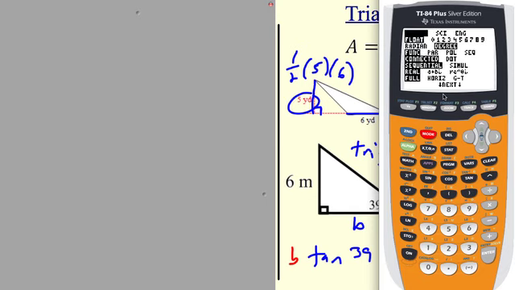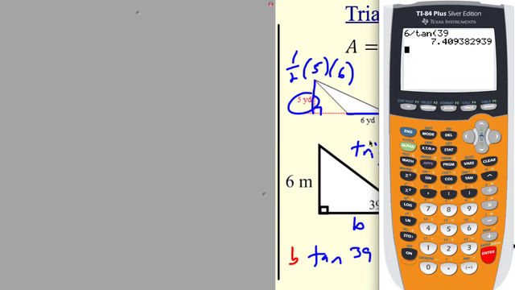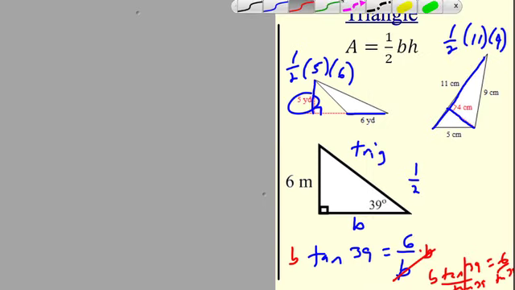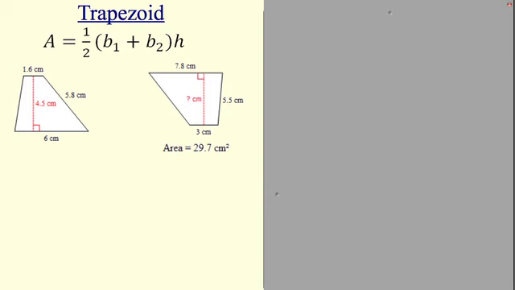Always double check your mode. Am I in the right mode? Yes, I'm in degrees, so I'm cool. And that should give me my base, which is 7.409. So we found the base b equals 7.4. I'm going to round it. So 7.4 times the height. Good to go. Triangles. Love it. Moving on. What's the next one? Trapezoids.